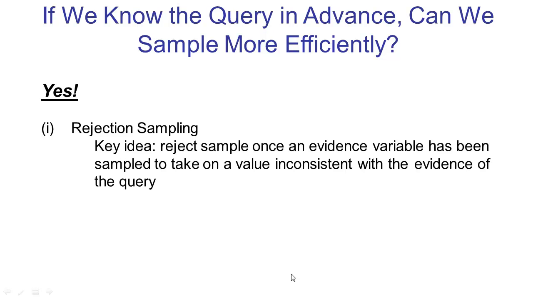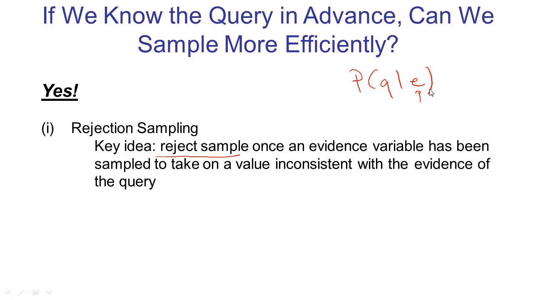The answer is yes, and we're going to look at two approaches. The first one is called rejection sampling. The idea in rejection sampling is that you reject a sample once you realize that you sampled an evidence variable inconsistent with the instantiation that your query has. So if your query was of the form probability of Q given E, once you sample one of the evidence variables in a way that's not consistent with the query instantiation, you stop working on that sample and move on to restart from the first variable in your Bayes net and try to generate a new sample.